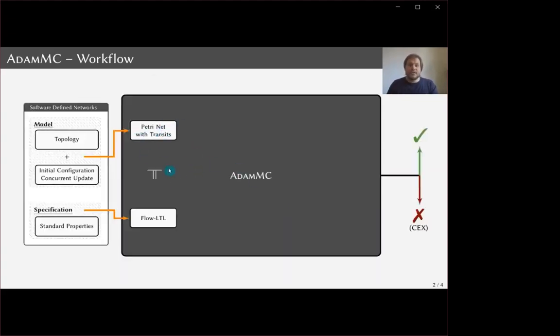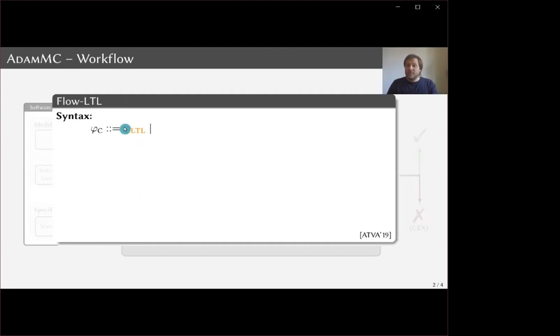Corresponding to that, we have a specification language, here flow LTL. And we can express our standard properties like drop freedom or loop freedom in flow LTL. For flow LTL, we can use standard LTL to reason about the control part of the system, and we can use standard LTL to reason about the data part of the system. So with this A operator here, we can say all data flows should fulfill the following formula. And we can compose these parts with a conjunction, a disjunction, and an implication.